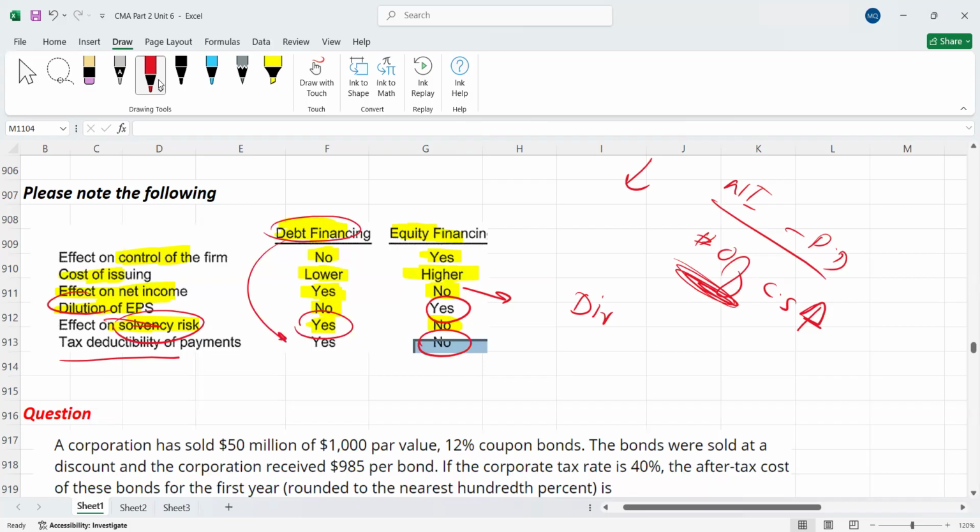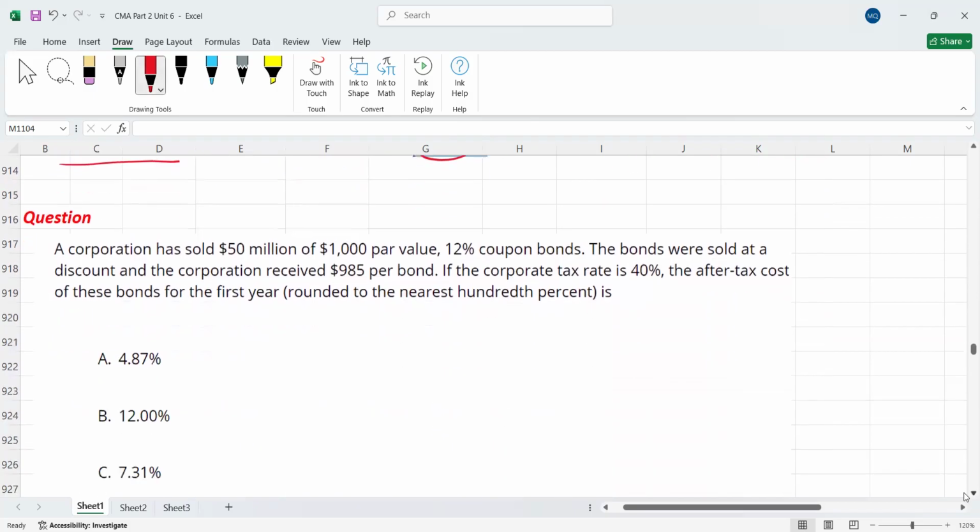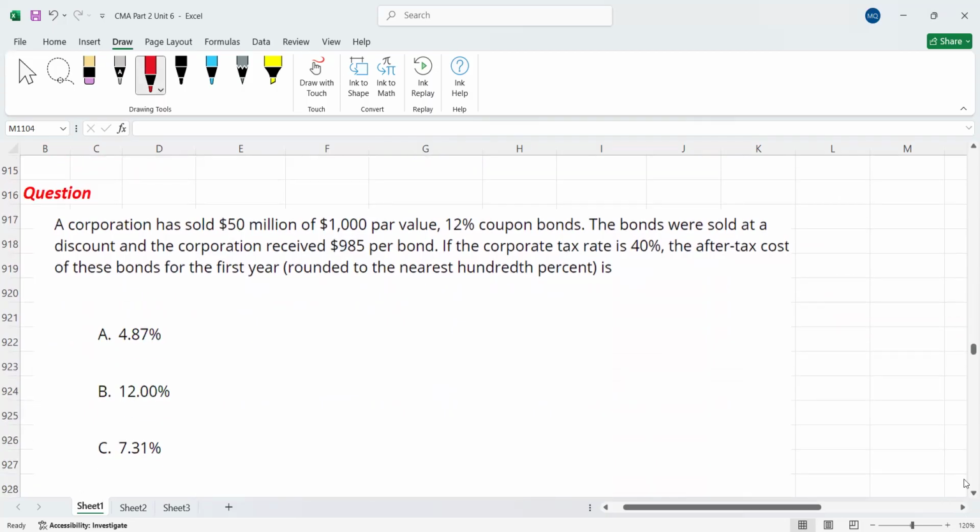First question is on our screen now. A corporation has sold 50 million of $1,000 par value, 12% coupon bonds. So these are bonds. 12% is the rate of interest. Par value is $1,000. 50 million is the total amount of loan. The bonds were sold at discount, and the corporation received 985 per bond. Although the par value is $1,000, we issued at discount. So against each bond, we received 985.